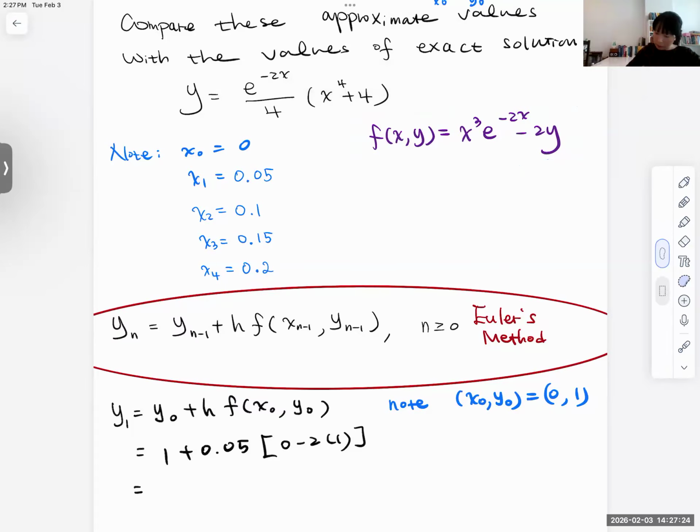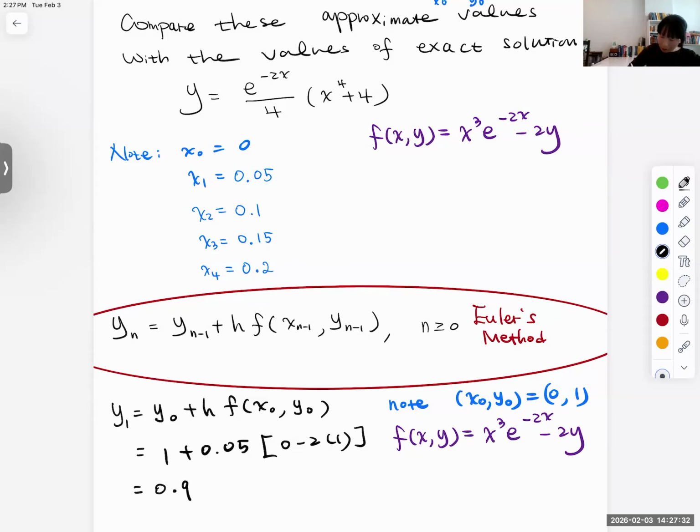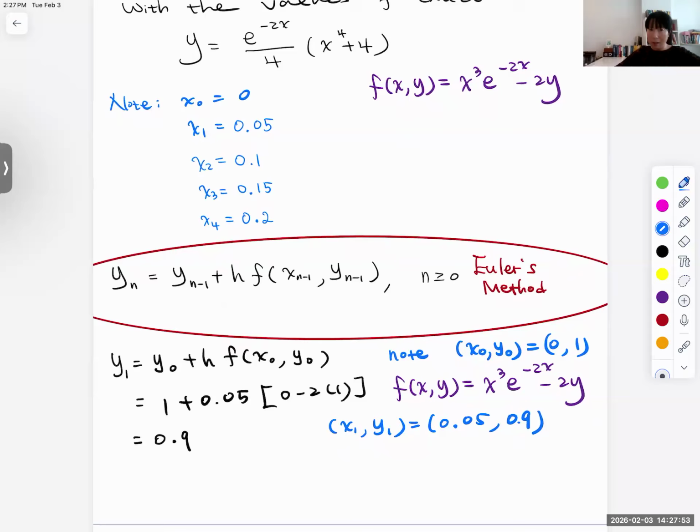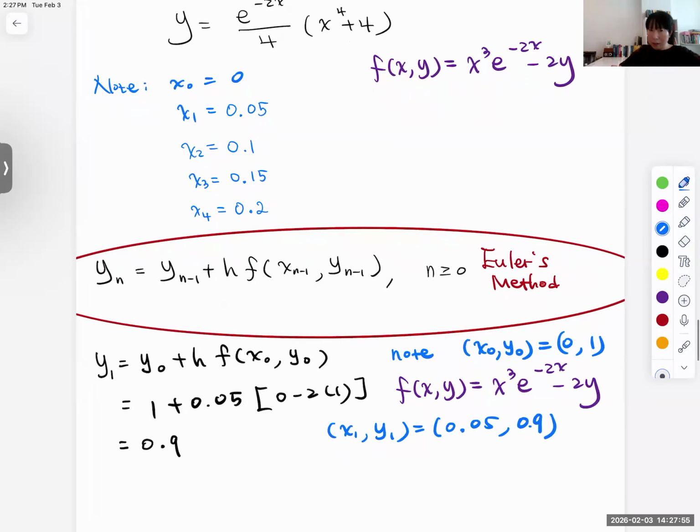What do we have? It's 0.9? Okay, so x sub 1, y sub 1 will be x sub 1, which is 0.05, and y sub 1 will be 0.9, right? Oops, you cannot see. Sorry about that. Okay, now y sub 2.